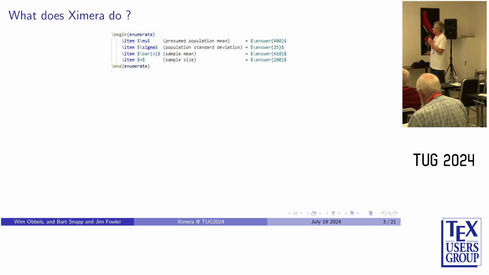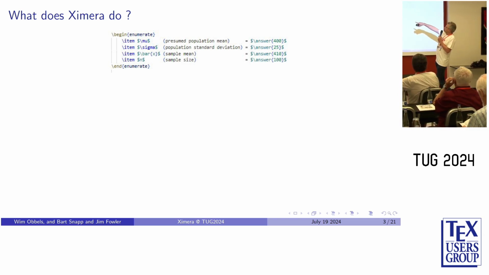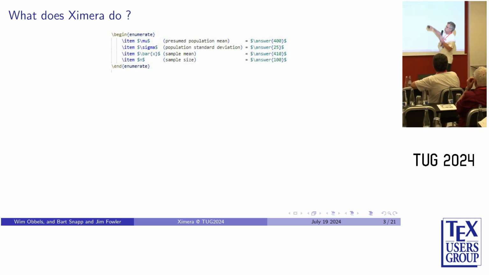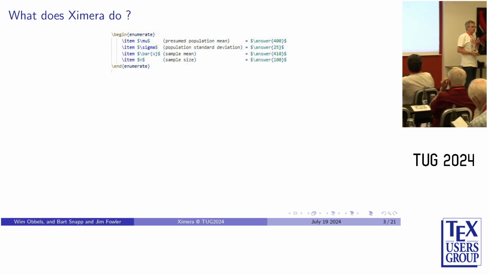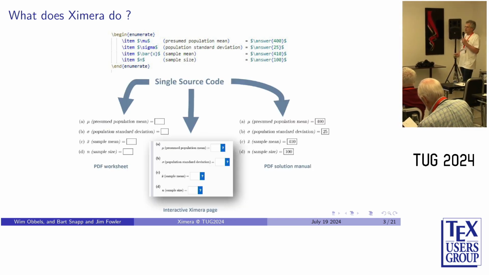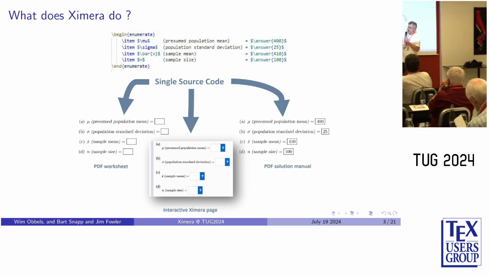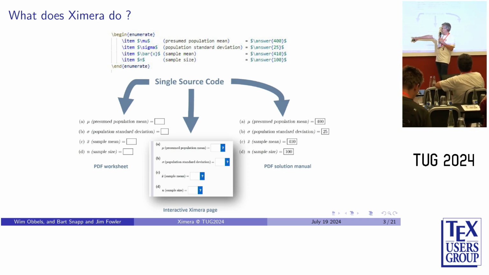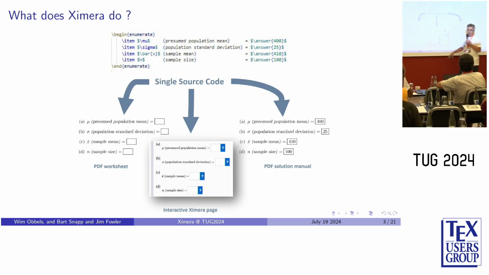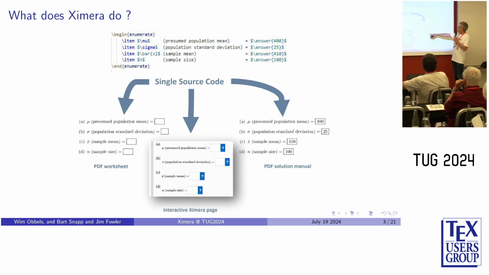What does it do? Very easy. You have begin enumerate, end enumerate, and the only thing for this trivial example is that Ximera gives you one new macro, \answer, which contains the answer. And from this LaTeX source, we generate 3 things. 2 of them can be done by lots of things. Namely, we generate a PDF worksheet with empty answer boxes. It generates a solution manual with filled-in answer boxes.